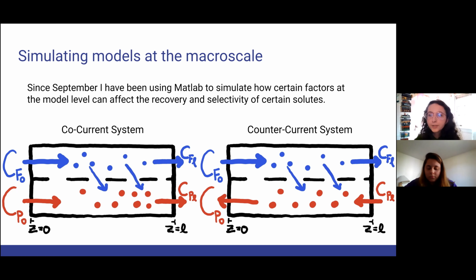So there's the co-current system, which filters water by moving both the feed solution and the permeate solution in the same direction over a semi-permeable membrane, which is that black dashed line that separates the blue feed solution from the red permeate solution. So yeah, they were both moving together in the same direction as the current, which is why they are co-current. This is in contrast to the counter-current system, where the permeate, the red solution, is actually going in an opposite direction as the feed solution.